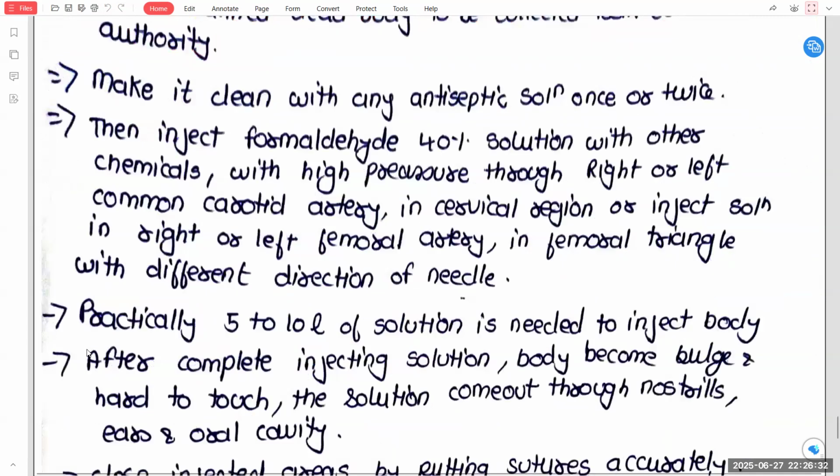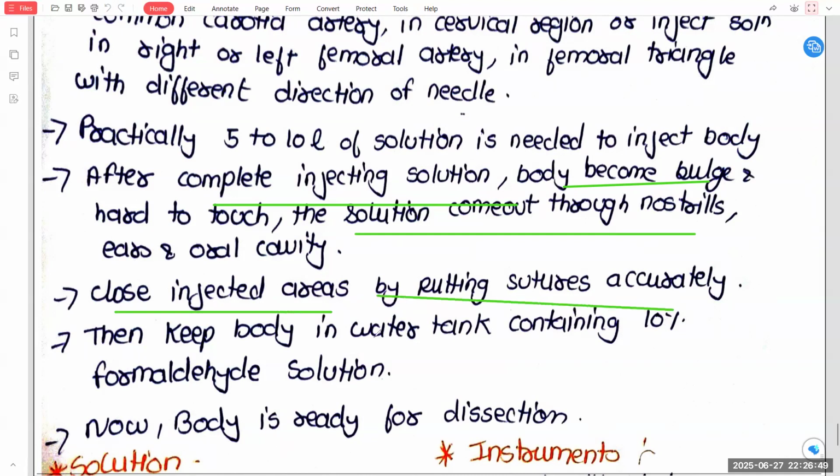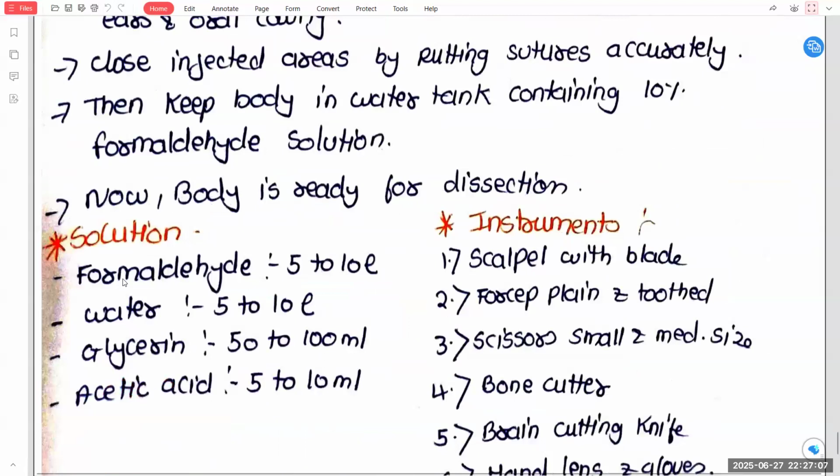Okay. And practically 5 to 10 liters of the solution is needed to inject the body. After complete injection of the solution, the body becomes bulgy and hard to touch. Solution will come out through the nostrils, ears and oral cavity. Close the injected areas by putting sutures accurately and keep the body in a water tank containing 10% formaldehyde solution. How much? 10%. Okay, earlier we used the 40% solution to inject inside the body, and now we are using 10% formaldehyde to store the body. And now the body is ready for the dissection.